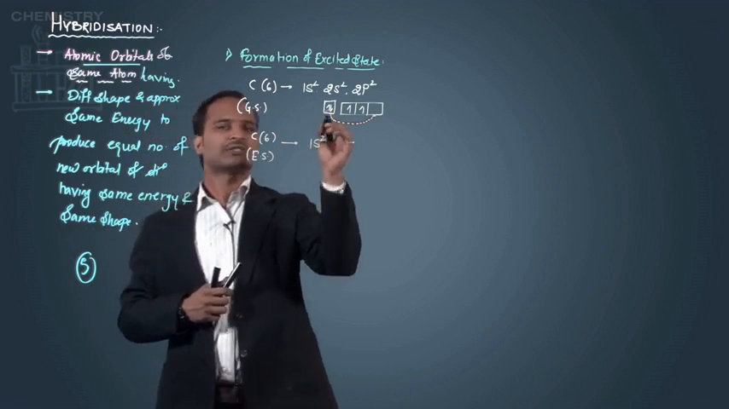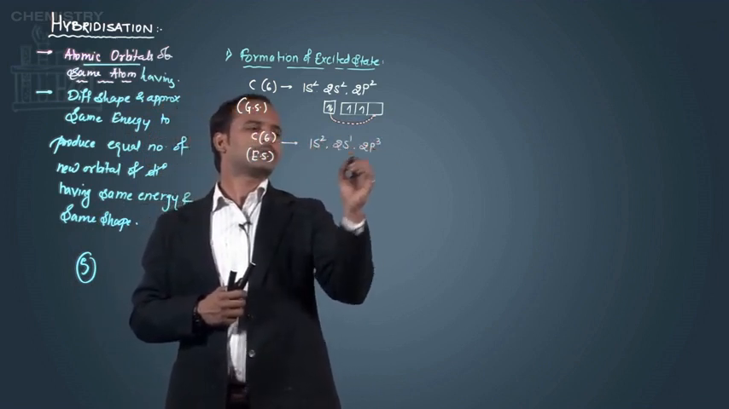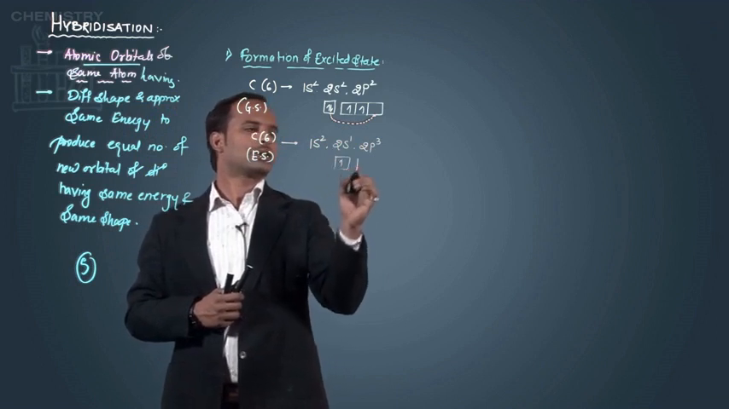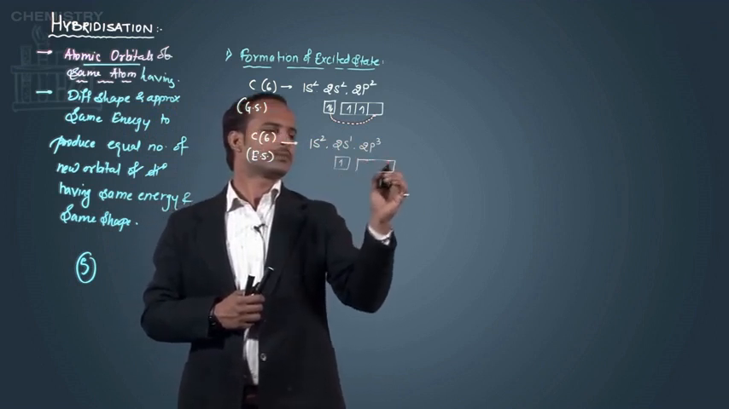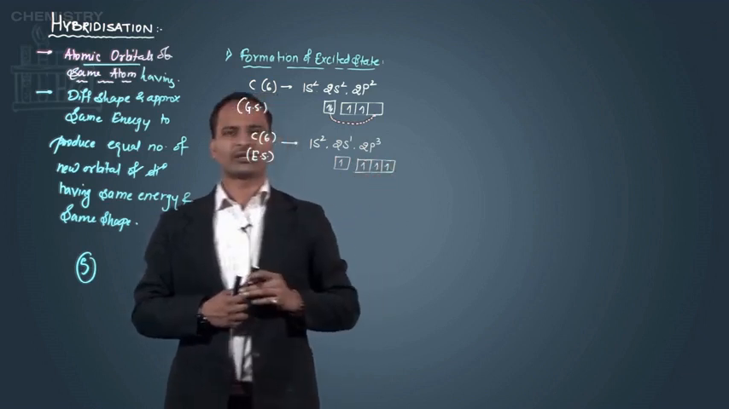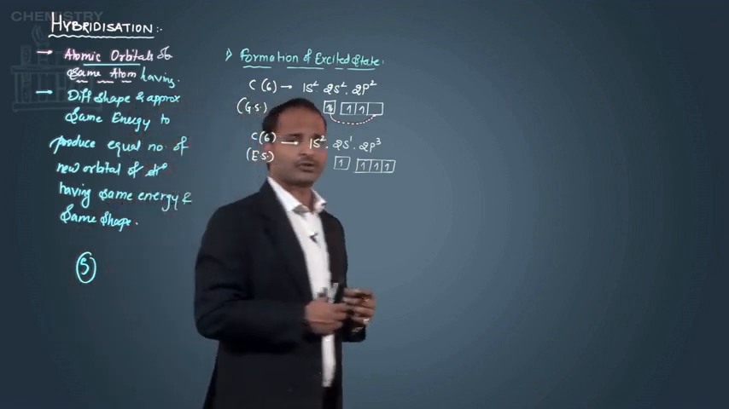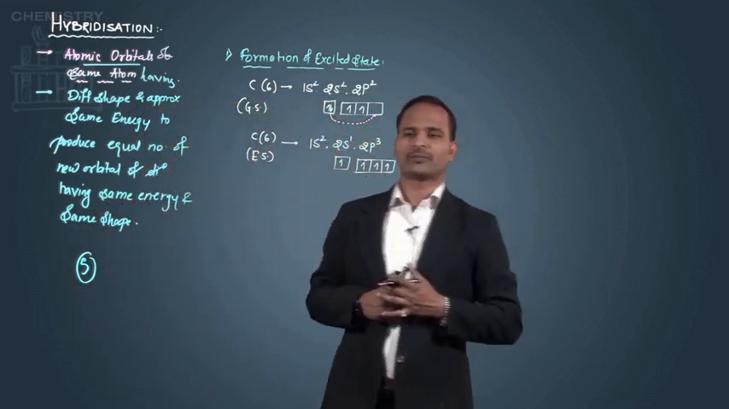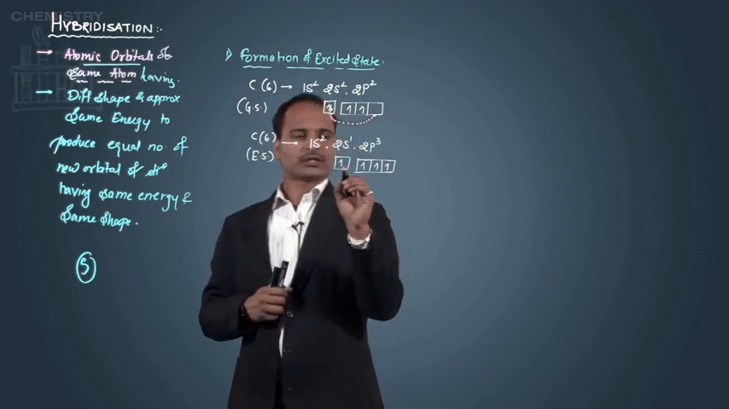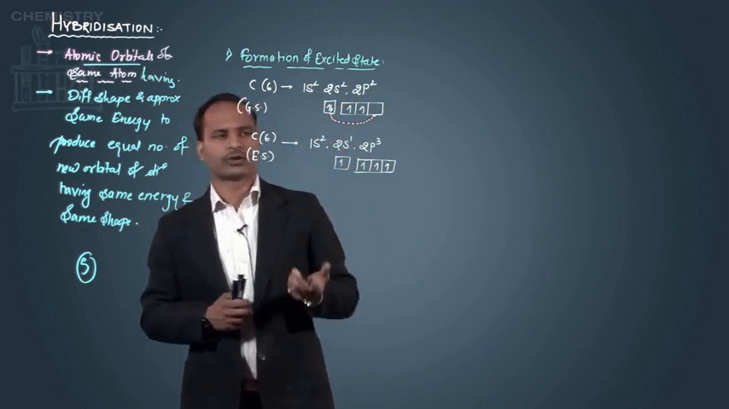So the configuration will change to 1s2, 2s1 and 2p3. So now this will be s1 and this is p3. 3 half-filled orbitals now we have. Okay. So now how many half-filled orbitals in total do we have? So total half-filled orbitals are 4. So since total half-filled orbitals are 4, simply now I can say that carbon will form 4 bonds.